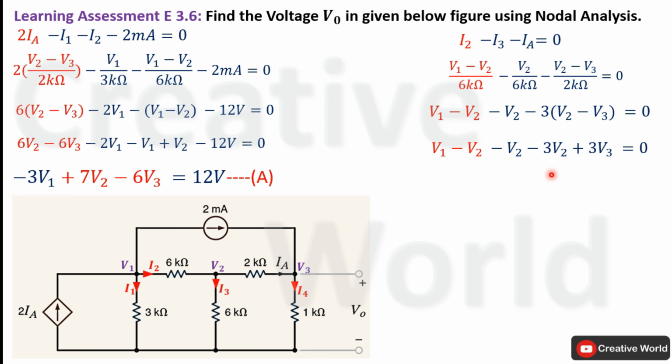The equation will become V1 minus V2 minus V2 minus 3V2, and this minus will become plus 3V3, and all of these are equal to 0. Now arrange the equation. The equation will become V1 minus 5V2 plus 3V3 equal to 0. And this equation cannot be further solved, so we will leave it for now and label this equation as equation B, and it is the second node voltage equation of this network.